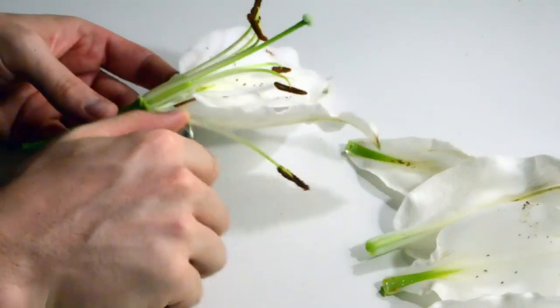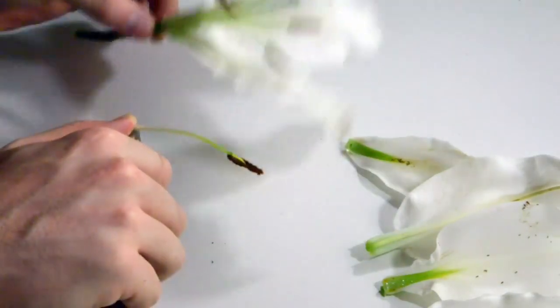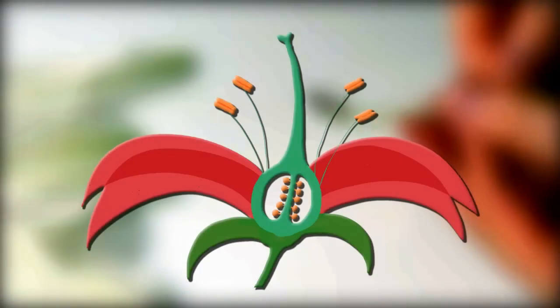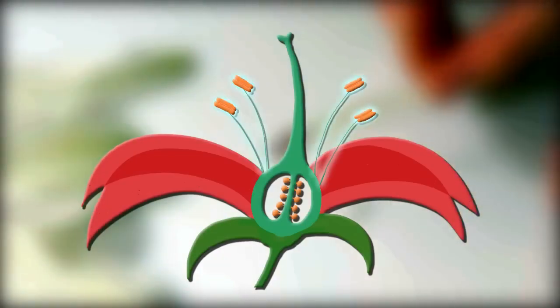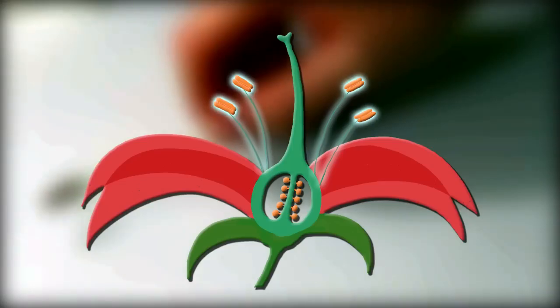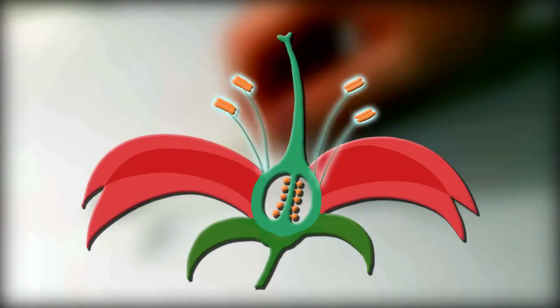Let's take a closer look now at the male reproductive part of the flower. This part is known as the stamen, and the stamen contains the anther supported by a stringy thing called the filament. The job of the anthers is to produce pollen. The anthers produce the male gametes of the flower.